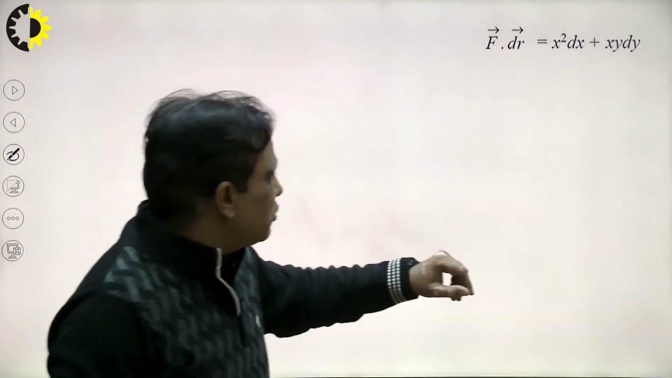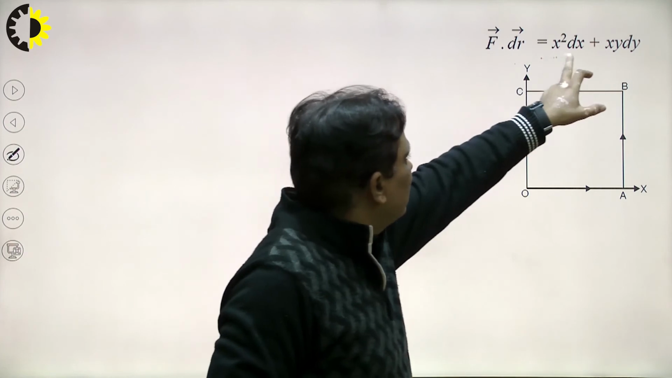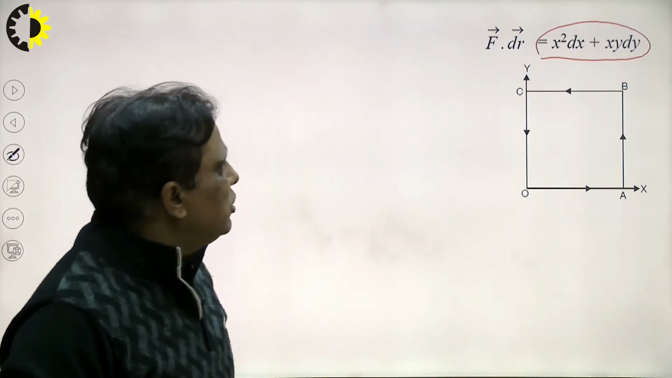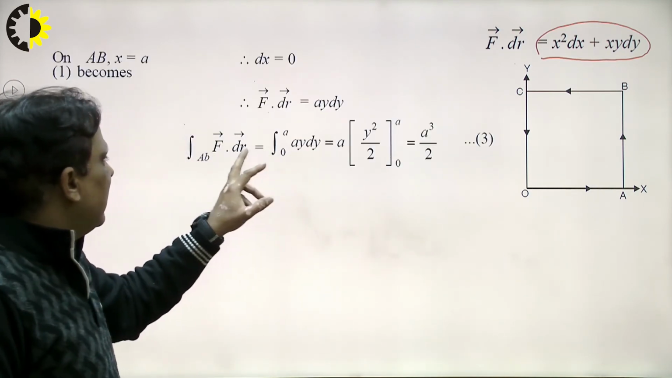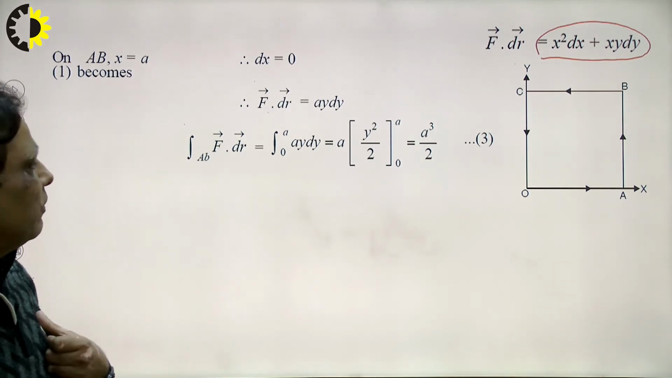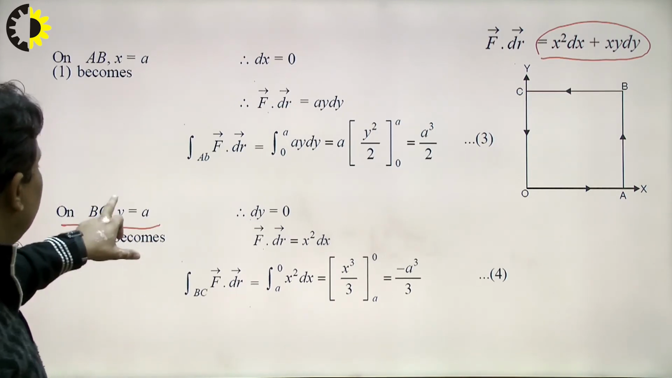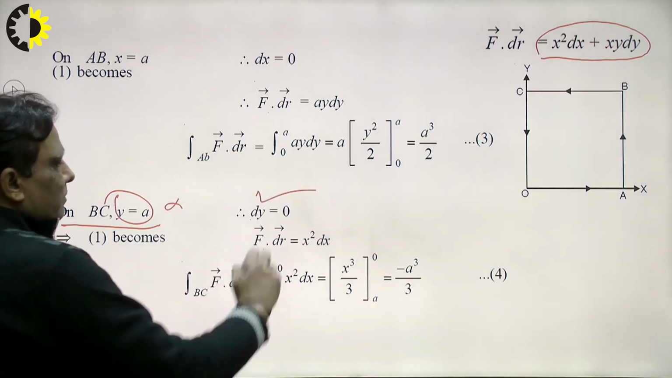Now suppose I want to calculate AB. Because this is F dot dr here, y is equal to a here and dy is equal to 0 here. So what will be the result? It will be x squared dx here, so the result will be F dot dr equal to a dy. In this way we can calculate all the results in terms of y here. In the same way we calculate BC, because BC is y equal to a. So what will be dy? dy will be 0 here.